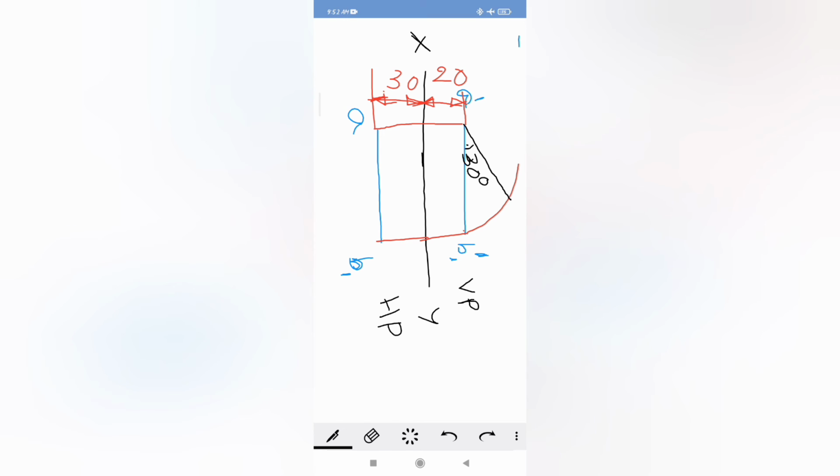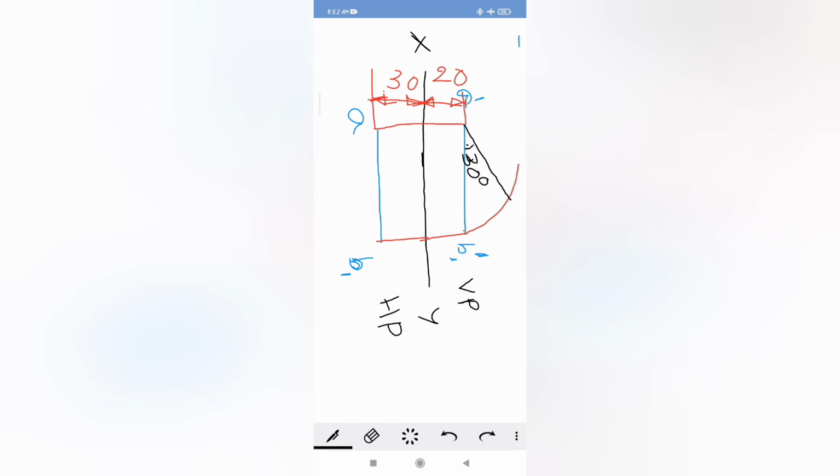But according to the question, the line is not given parallel to both the planes. The line is inclined to one plane and parallel to the other plane. It is given in the question. In such cases, we have to start from the fake view, assuming the line parallel to both the planes. And according to the question, 20 mm above is given and 30 mm in front is given. With that, I have drawn assuming the line parallel to both the planes. And here, according to the question, inclination with HP is given.